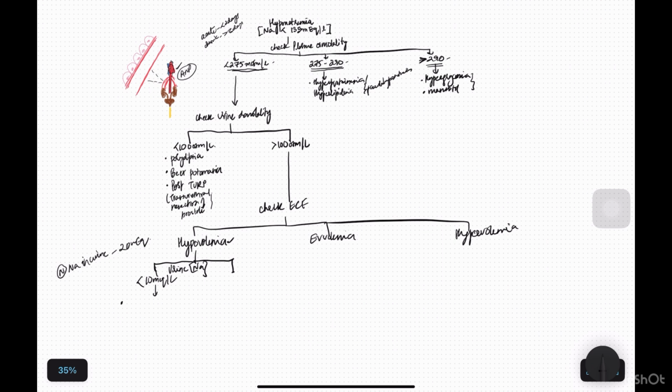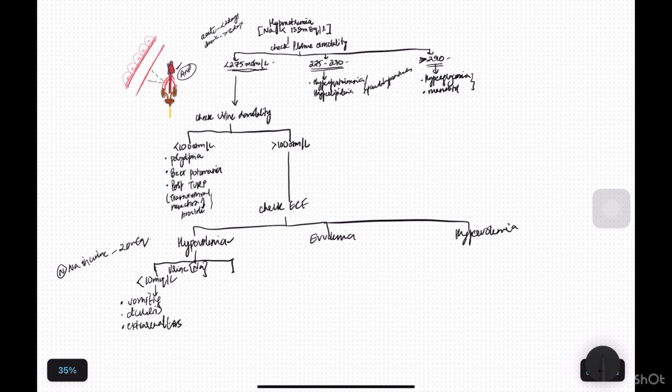So, in what cases would this happen? If there's some fluid loss, and it's not the kidney's fault and the kidney is trying to compensate, this could be because of some vomiting where you're losing fluid, right? Or some diuresis, extra renal losses also.